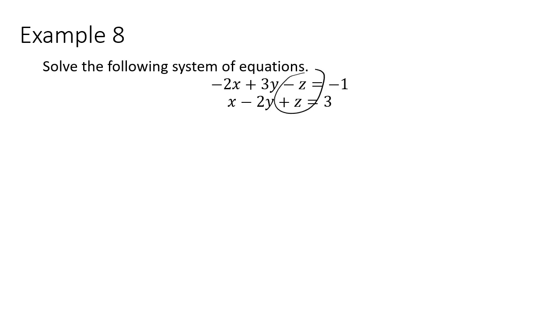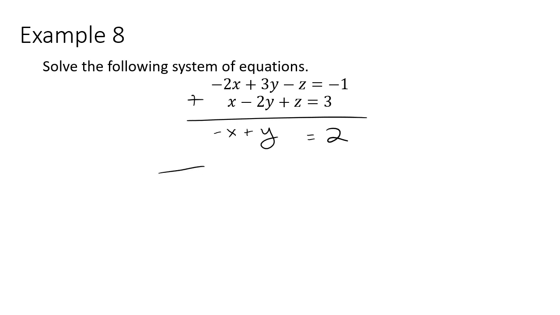In this case, the z's are already lined up pretty nicely to be canceled. So all we have to do is add these 2 equations together. If we did, we get a negative 1x plus a 1y is equal to 3 minus 1, or 2. There is no other equation to be paired with this. We cannot narrow this down to one equation with one unknown.